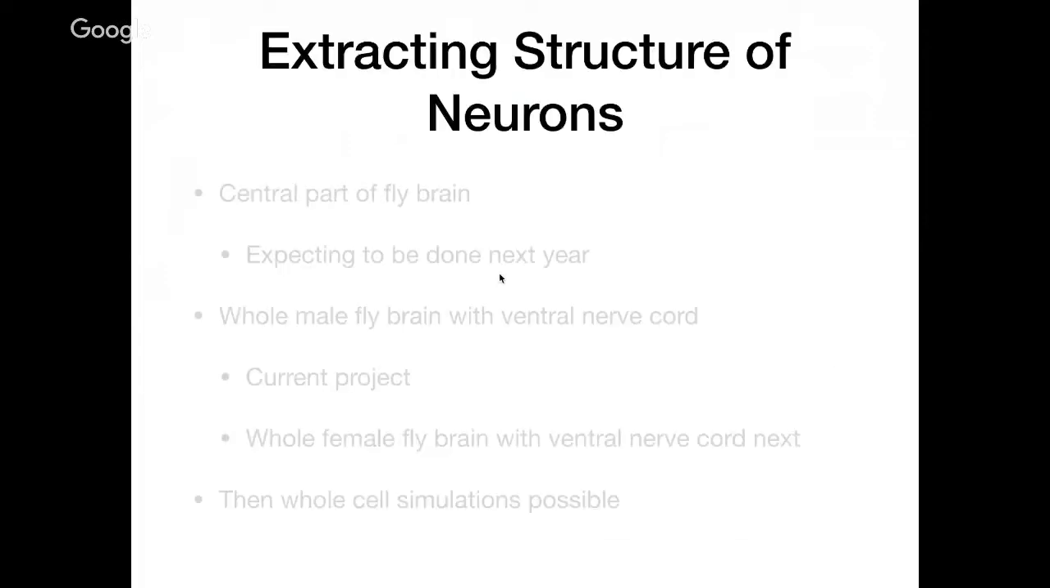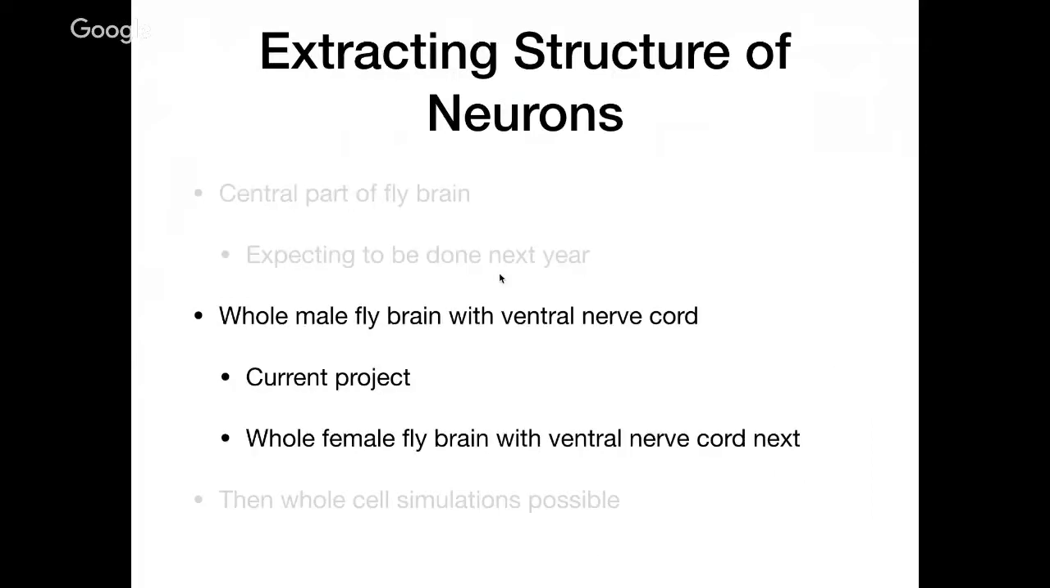Finally, and more exciting things about the Connectome project in terms of the neuron geometry: one big thing that's coming up is that the central part of the fly brain is expected to be done pretty soon, and that is quite exciting, that we're getting closer and closer each year to having this whole fly brain uploaded onto a computer. Also, the whole male fly brain with ventral nerve cord is a current project that they're slowly moving towards. When they finish that, they would then work on the whole female fly brain with the ventral nerve cord.